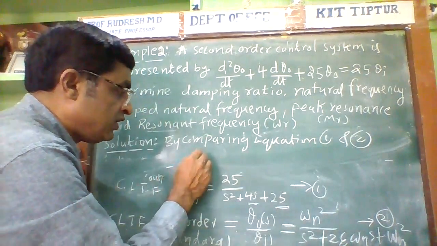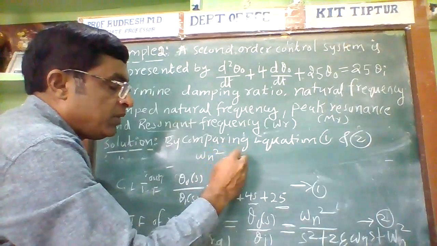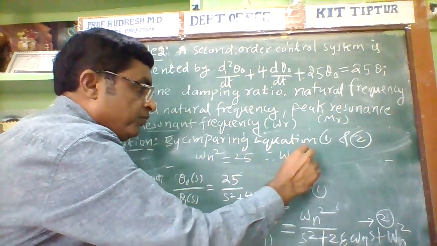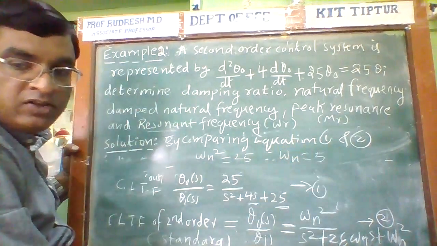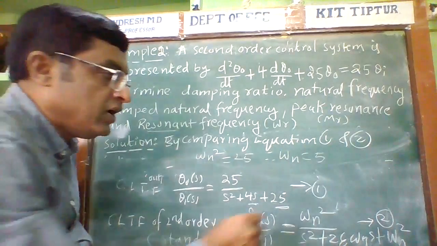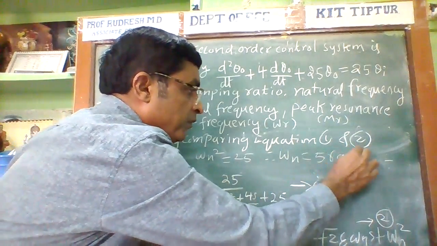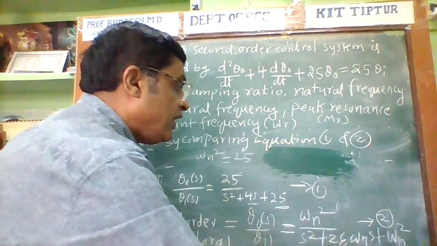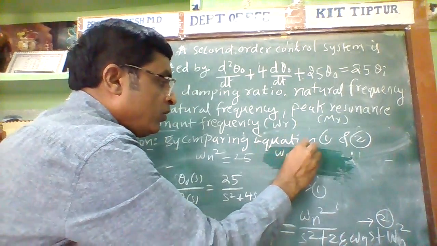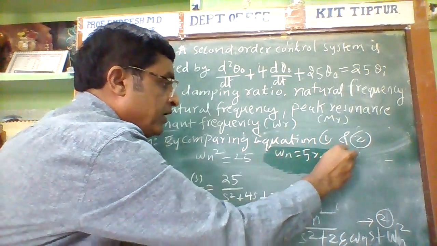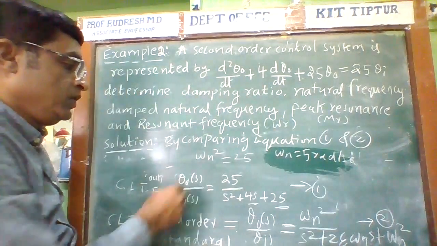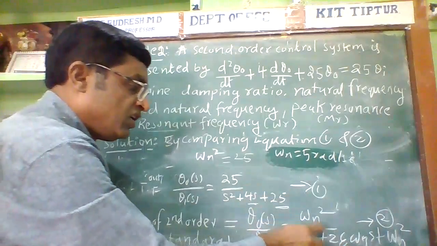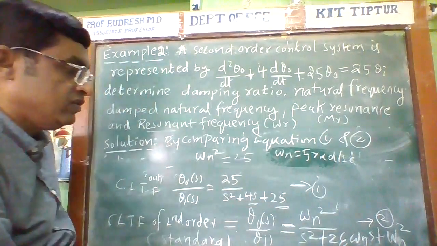Therefore, what is omega n square? If I compare this, omega n square is equal to 25. Therefore omega n is equal to 5 radians per second. If I compare omega n square with this 25, this is the value.